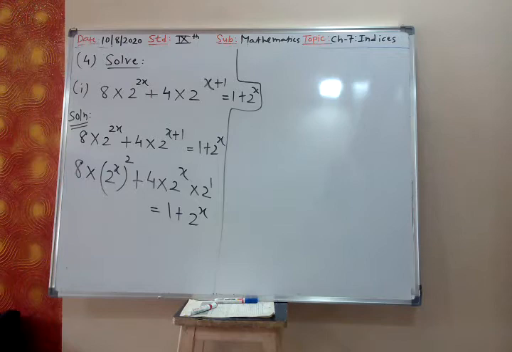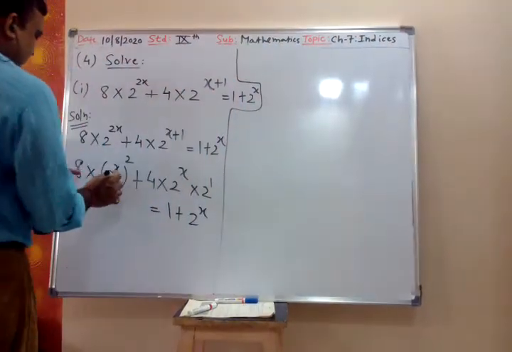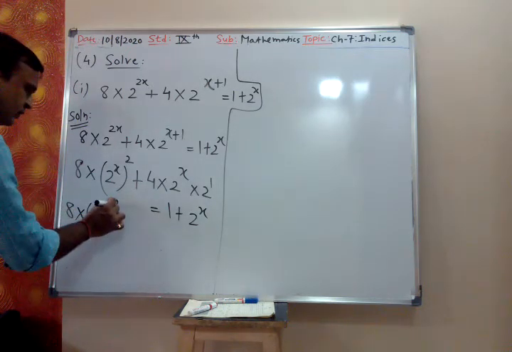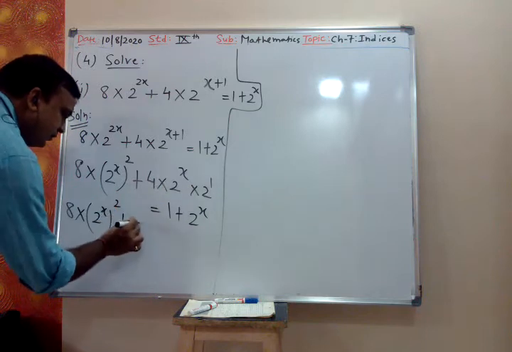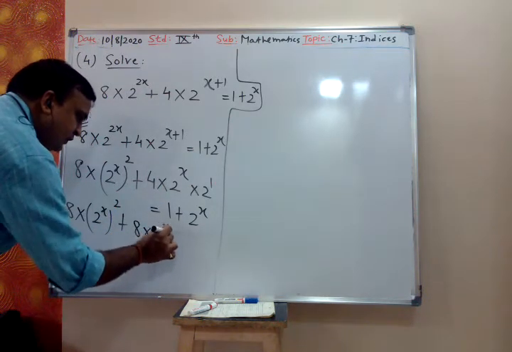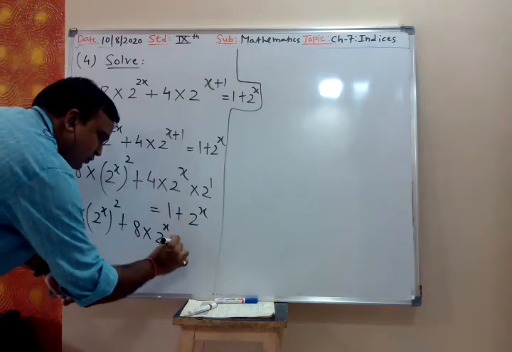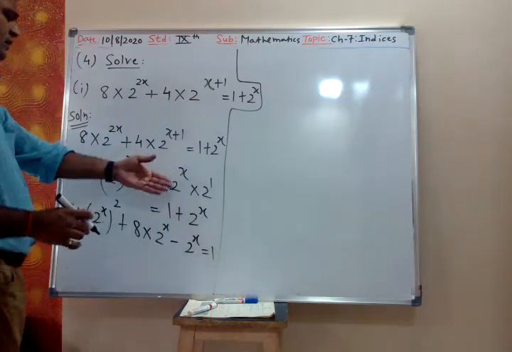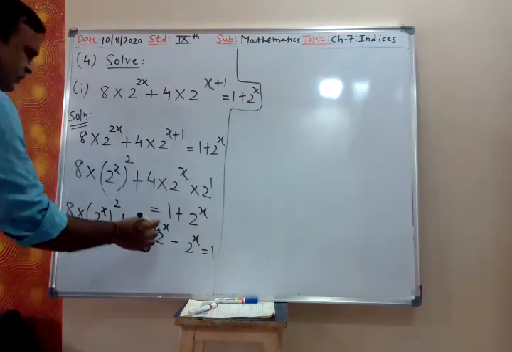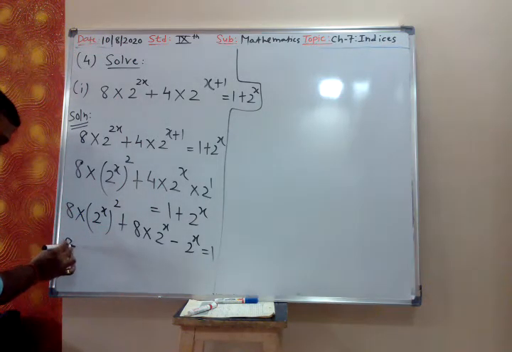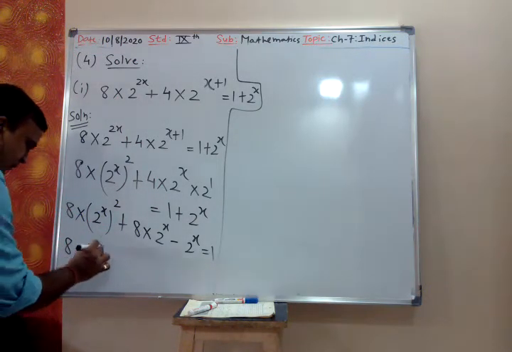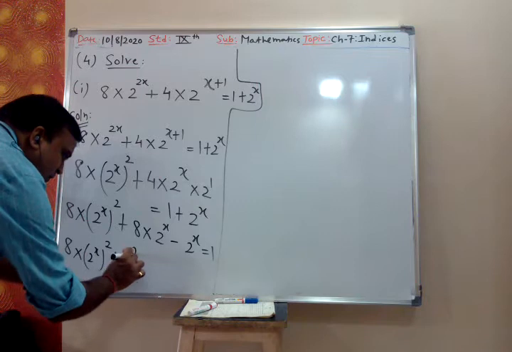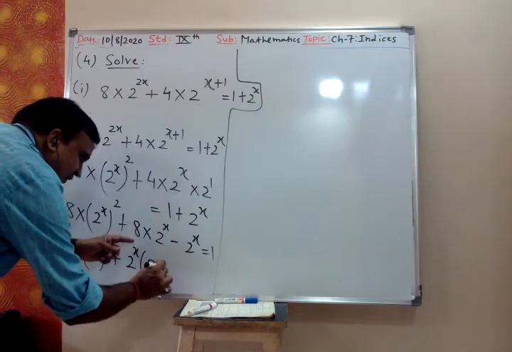Okay. Now see, this I will write as 8 into 2^x whole square plus 4 into 2, 8 into 2^x. I will take 2^x on the other side, minus 2^x is equal to 1. So this is 8 into 2^x square plus 2^x, I will take common. Then what is left? 8 minus.